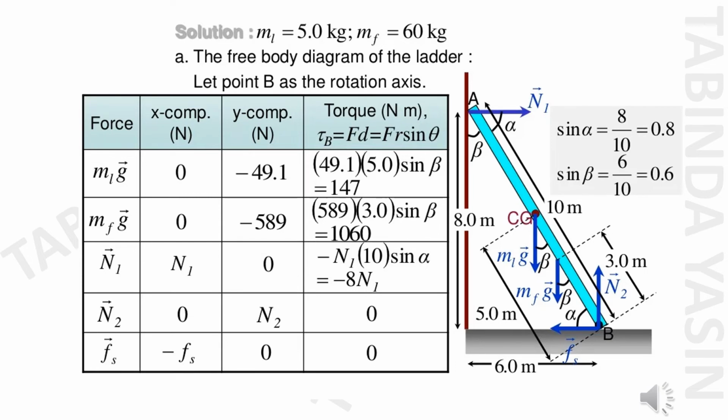For n1, the x component is n1 and the y component is 0. For n2, the x component is 0 and the y component is n2. The torque calculated by the normal force is minus n1 into 10 sine alpha, that is minus 8 n1. For the frictional force, the x component is minus fs in the opposite direction and the y component is 0, and the torque in that case is also equal to 0.